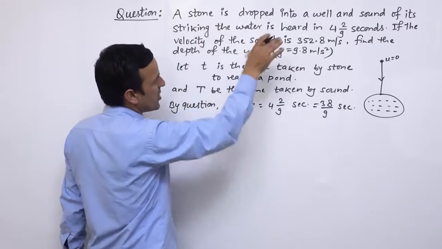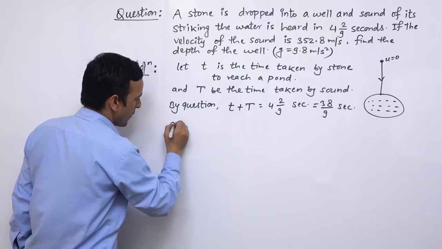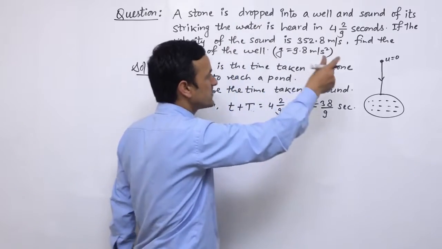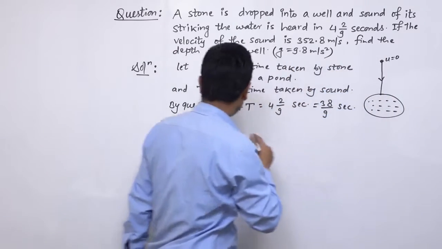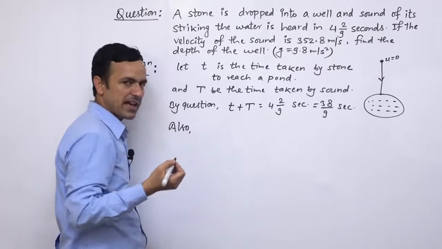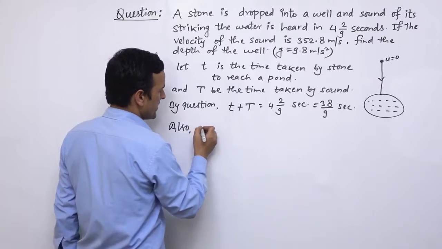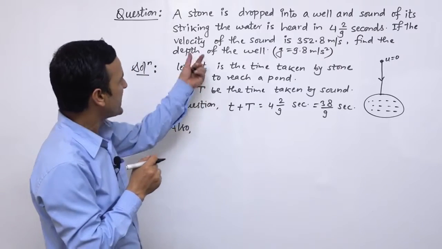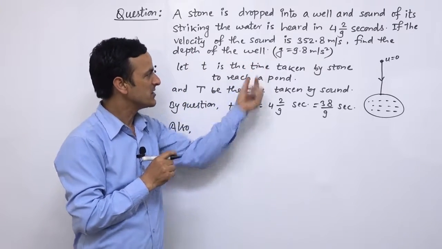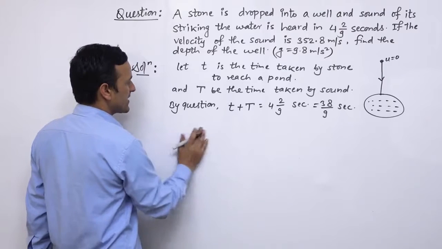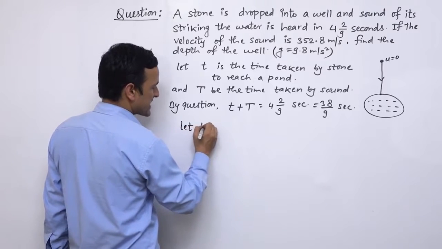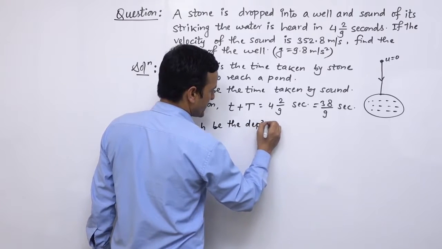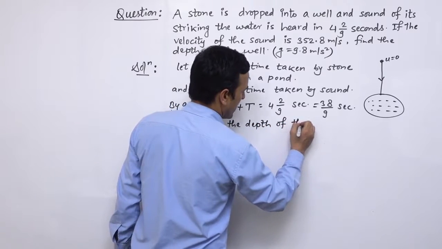So the stone is dropped over here. Now, also, since the stone is dropped from this position to the pond, that's why we can apply the formula for H. Now, we have to find the depth of the well here. So we can suppose it by H also. Let H be the depth of the well.